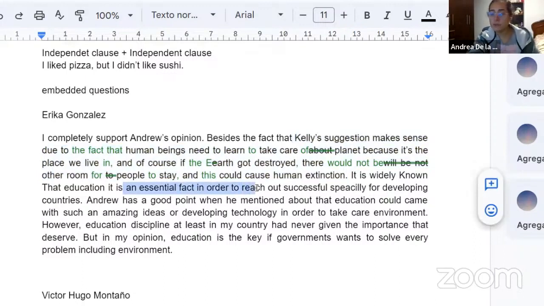Education is an essential tool to reach goals successfully for developing countries. I don't know, something like that.